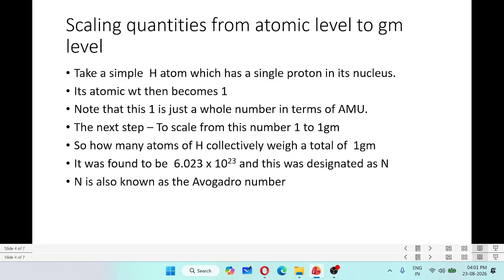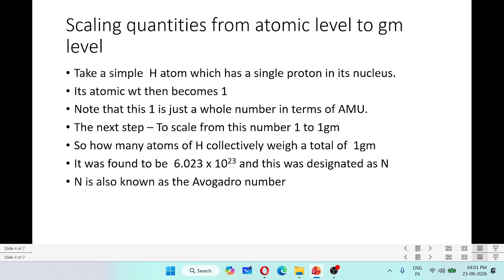So how do we do that? How do we scale the quantities from the atomic level to the gram level? For example, take a simple hydrogen atom which has a single proton in its nucleus. Its atomic weight will be 1, because the number of neutrons is 0. So 1 plus 0 is 1. The number of protons is 1. So its atomic weight in terms of AMU, atomic mass unit, is 1.